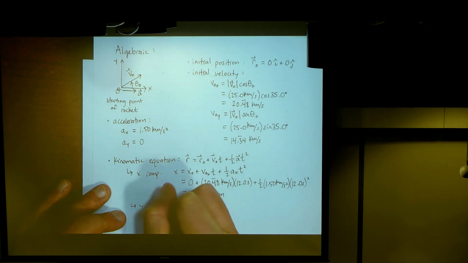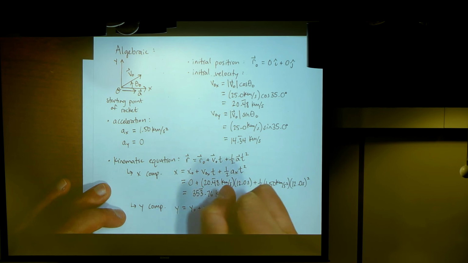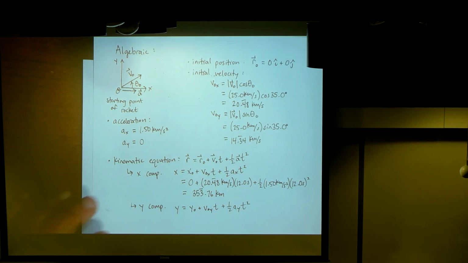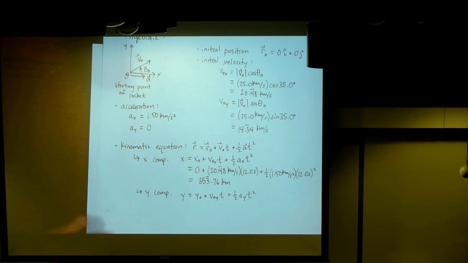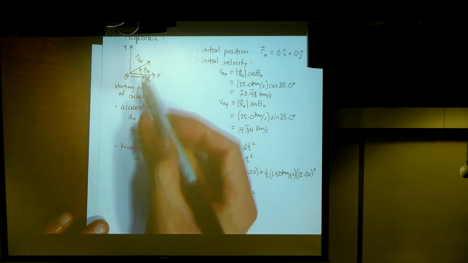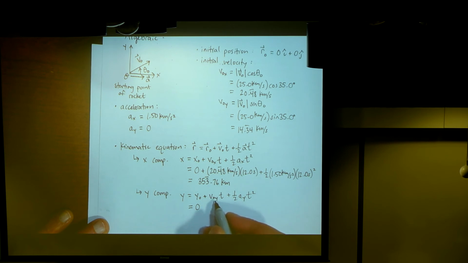For the y component, we have y equals y0 plus v0y t plus 1/2 ay t squared, right? And again, we're just plugging in everything we know because we set the stage already. So, okay, what am I plugging in for y naught? Yep, plugging in 0. Just the way we set up our coordinates was to put the origin at our starting point, okay?